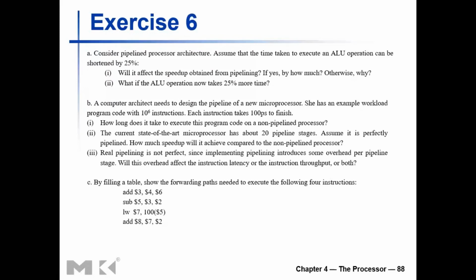What can you say about that particular question? If the ALU time taken is the most out of the others, yes. Right, exactly. That is correct. So if the slower stage contains the ALU operation, then the throughput will improve.